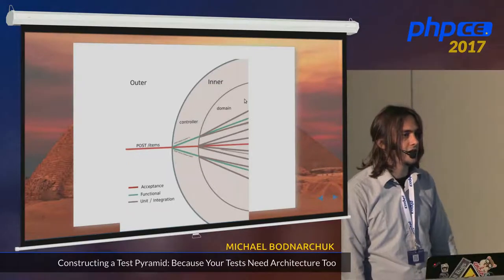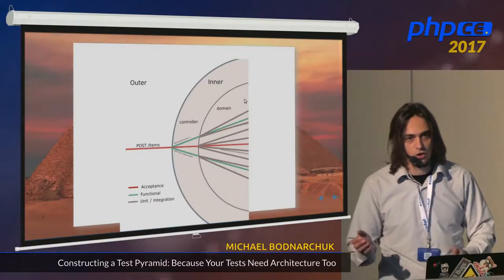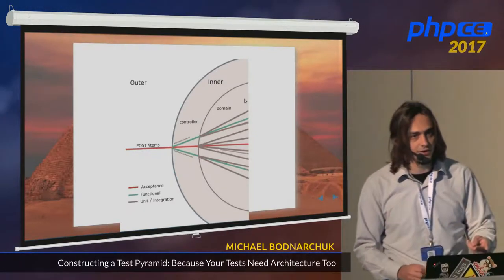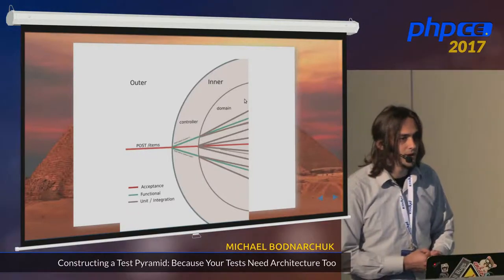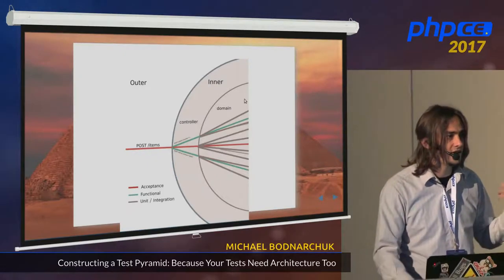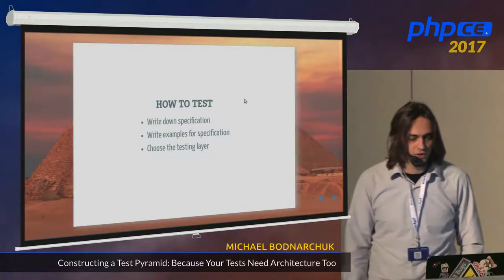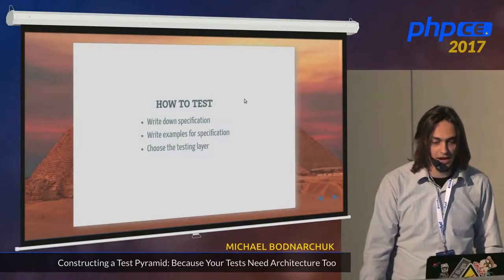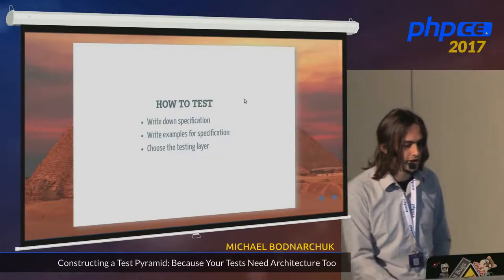And on the domain layer, we handle all possible cases of what "couldn't check out" means. Maybe some validation error or another validation error or some security issues. So we add more tests to the deeper layer, adding more and more examples. So we are writing down the specification, we are writing examples for the specification, and then we are choosing the appropriate layer to implement it.